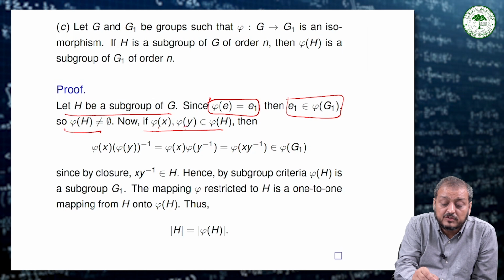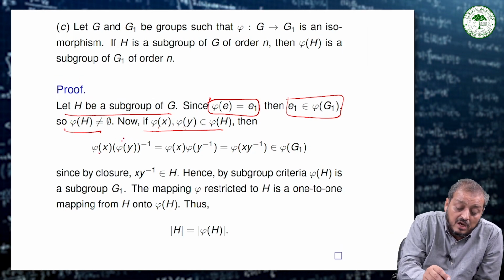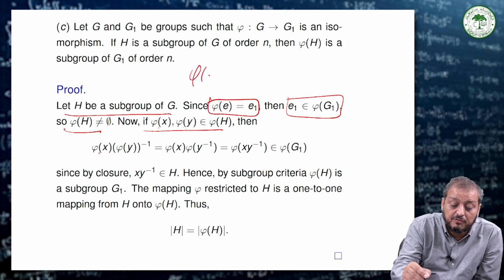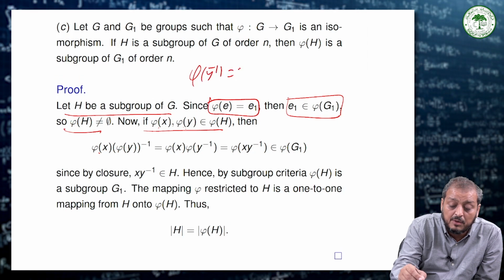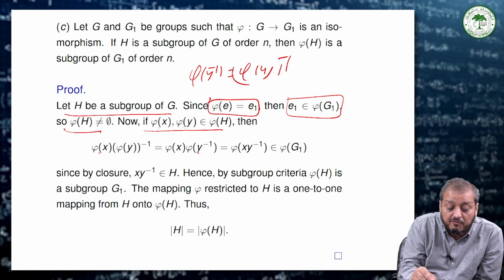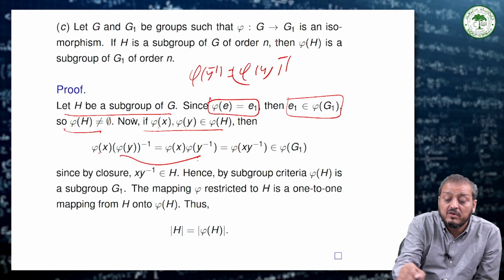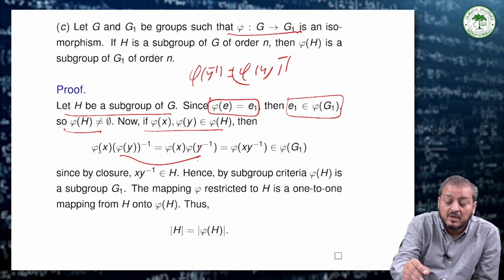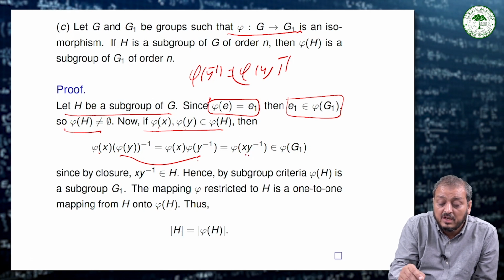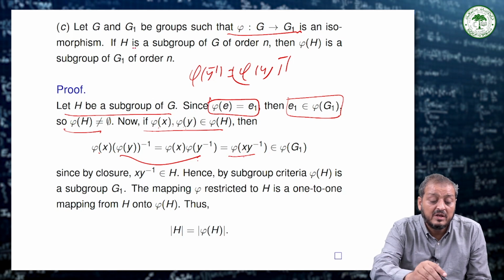If we take phi of x, phi of y as elements of H, then phi of x, phi of y inverse can be written as phi of x times phi of y whole inverse, using the property that phi of y inverse is the same as phi of y whole inverse. Since phi is an isomorphism, meaning a homomorphism, this is phi of x y inverse, because H is a given subgroup.